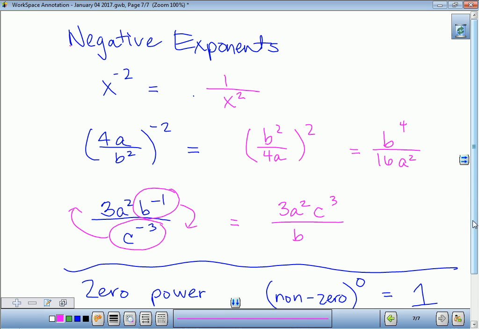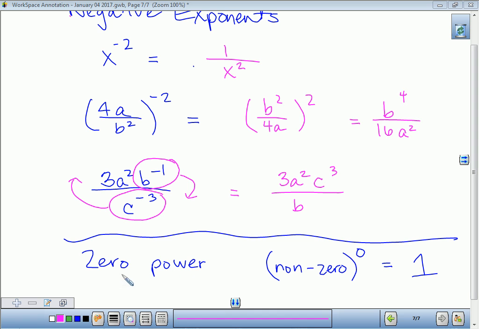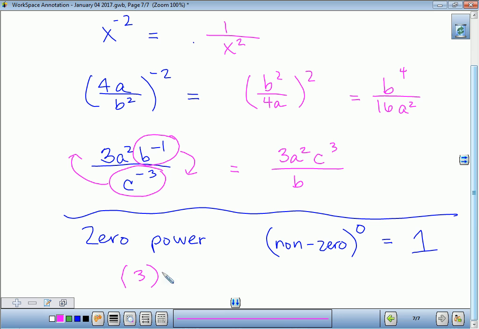Okay, and the last thing I wanted to remind you of is when we have anything raised to the 0 power. I can't really say anything because 0 to the 0 is not defined. So anything that is non-zero raised to the 0 power is 1. If I had 3 to the 0, that is 1. If I had negative 50 to the 0, that is 1. If I had 4a squared b to the 0, that is 1. Okay?